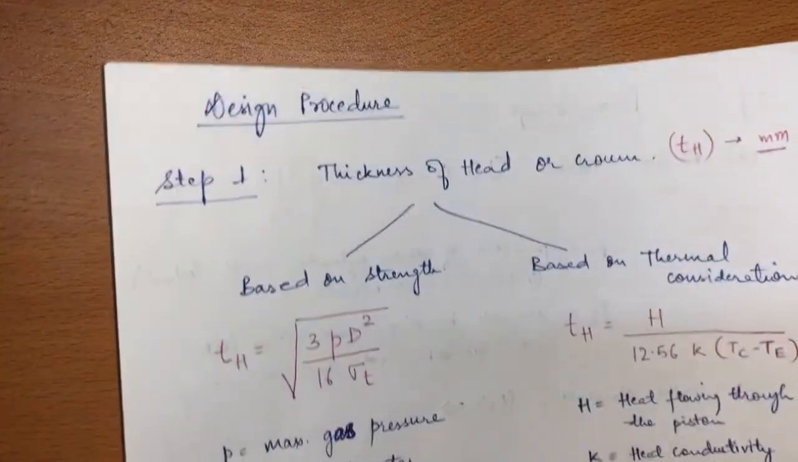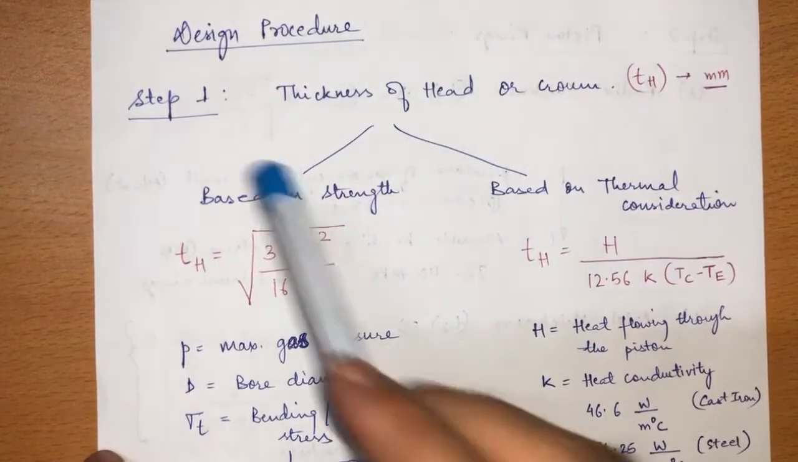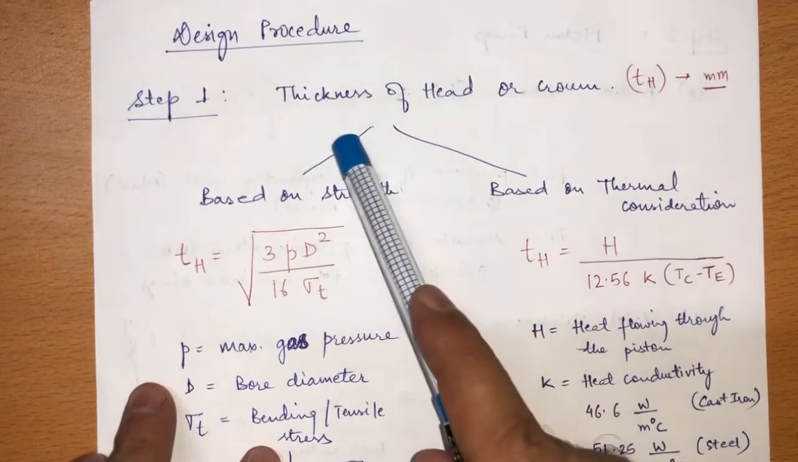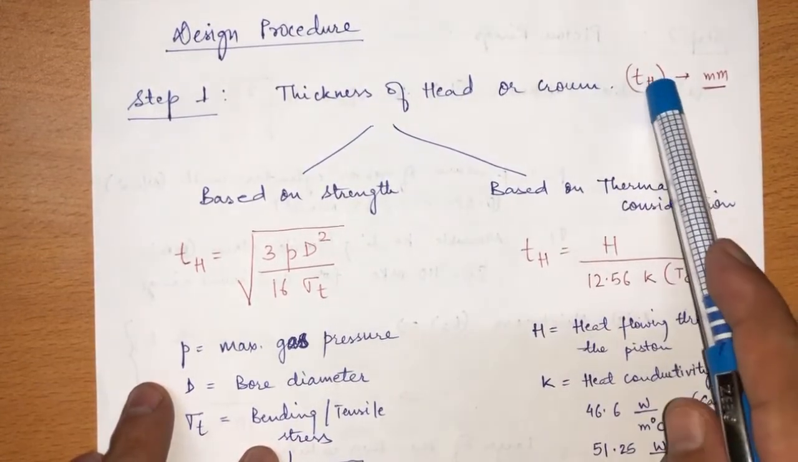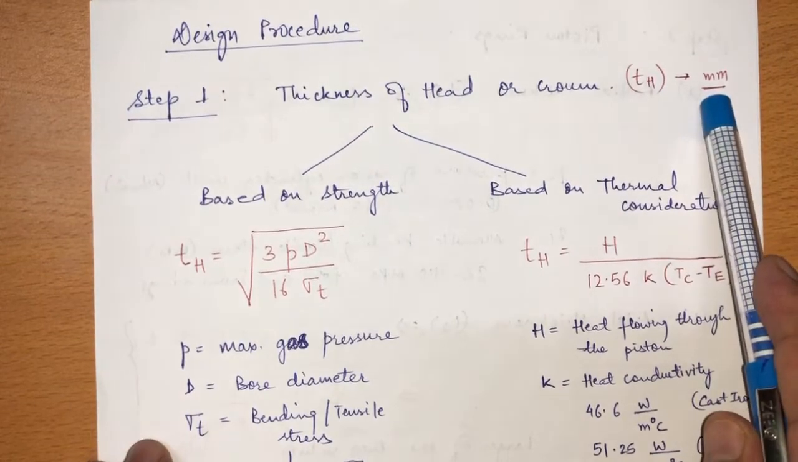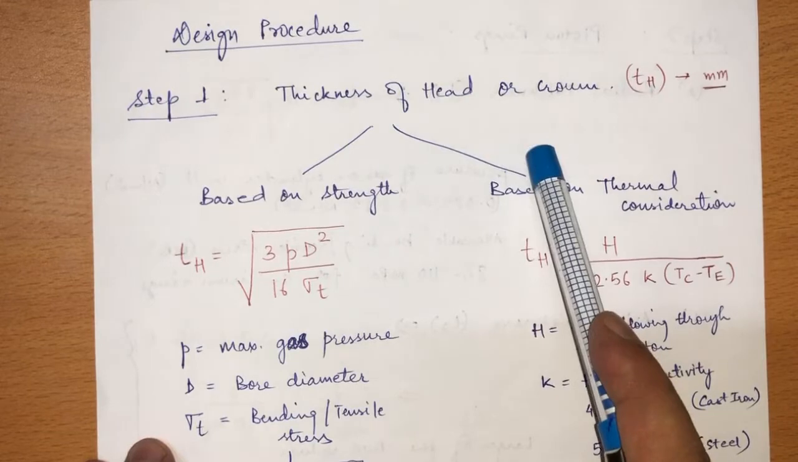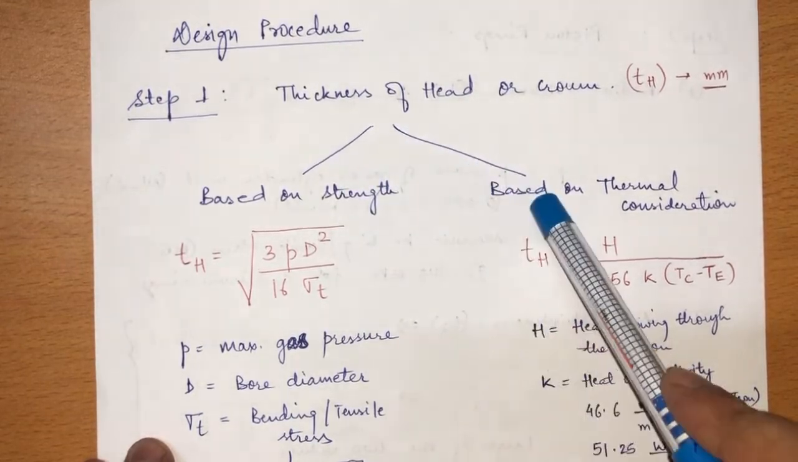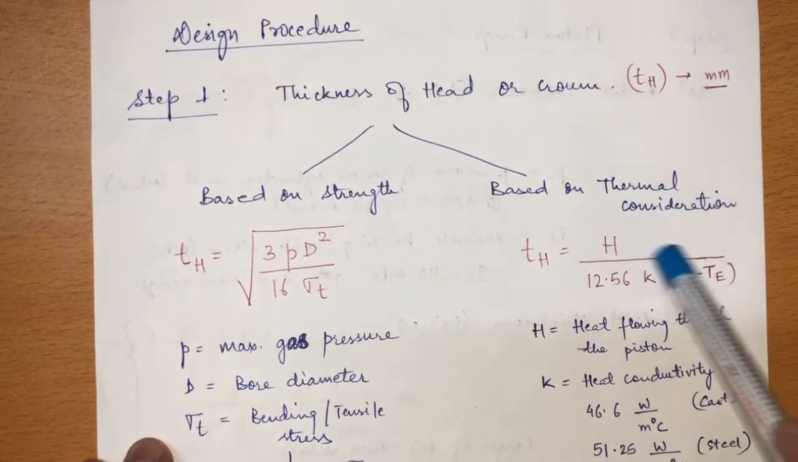Now we will discuss the design procedure of a piston. I have done that in a stepwise manner. First things first, step one will be dealing with design of head or crown. It is denoted by TH and the unit is mm. To design or to find the thickness of head or crown, it is based on two criteria. First is strength and second is thermal considerations.